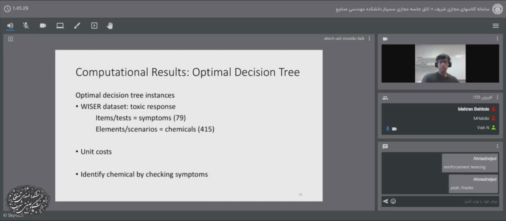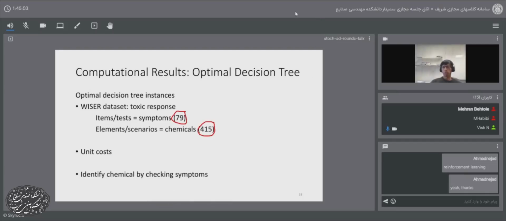So we also tested on instances of optimal decision tree. Here we used a data set from toxic response situation. This is called the Wiser data set. It has a number of toxic chemicals that people could be exposed to and symptoms that people would show when they are exposed to those chemicals. So there are about 415 chemicals and 79 symptoms that a first responder would need to check for.